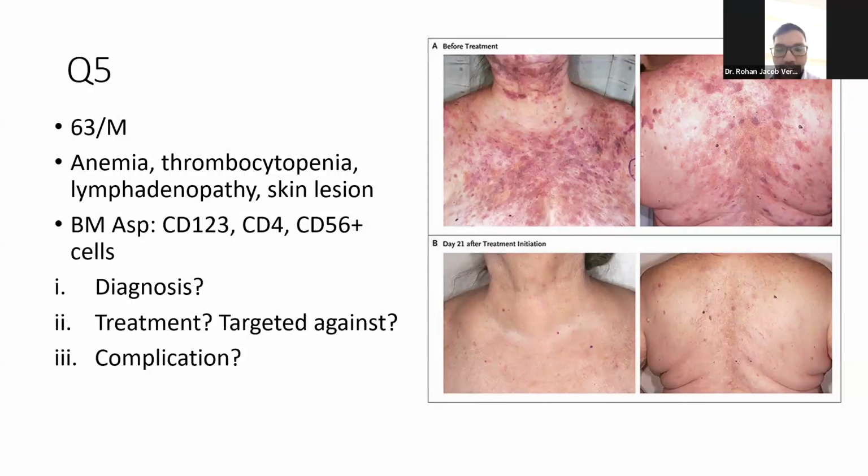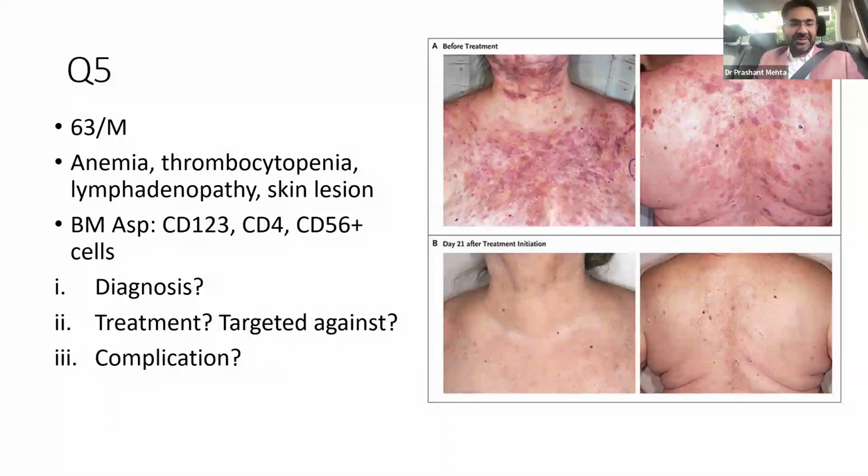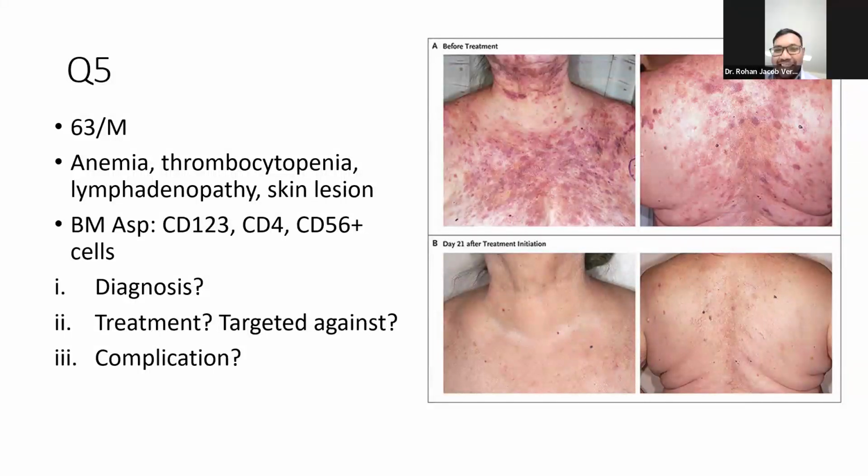So the answer was BPDCL. Yeah, absolutely. It's already there in the chat box. Our examinees are too fast. So the treatment, anybody?